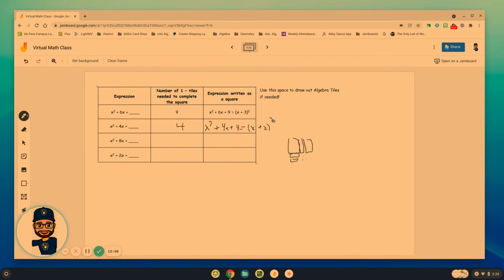If you drew the same thing out with 8 of them, which we just did, right? I'd have 4 of them along the top, 4 of them along the side. So we would have said we needed 16, which then breaks down into x plus 4 quantity squared.